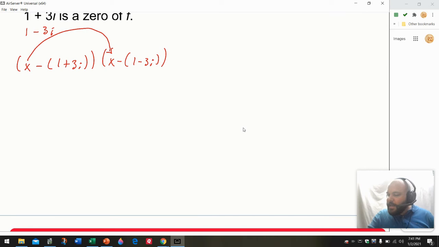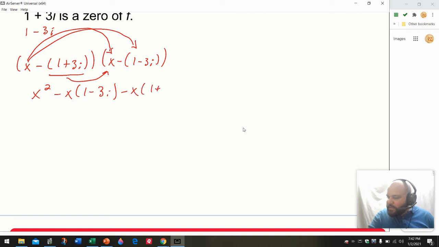We're going to do x times x, which is x squared. Then we're going to do x times negative (1 minus 3i). So it's negative x(1 minus 3i). I'm not multiplying that out yet. I'm just doing x times negative (1 minus 3i). Now I'm going to take this negative (1 plus 3i) and multiply by x right there. So it's negative x(1 plus 3i). And then I'm going to take this negative and it's going to multiply this whole thing. So then negative times a negative is a positive (1 plus 3i)(1 minus 3i), just like that.